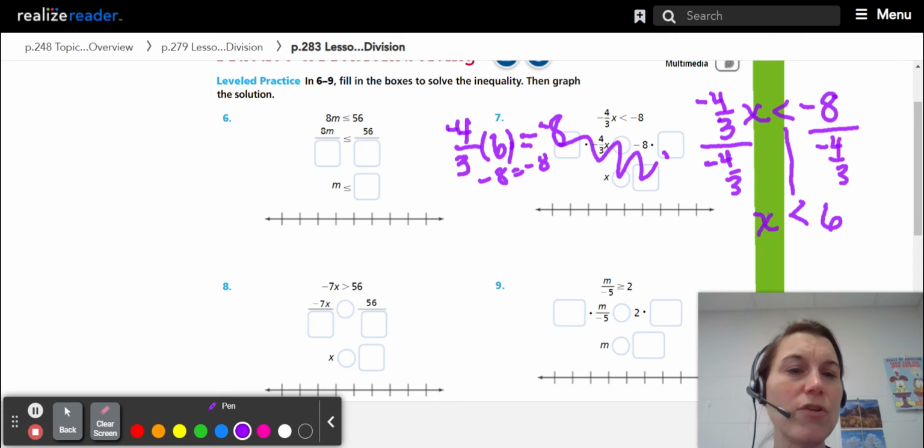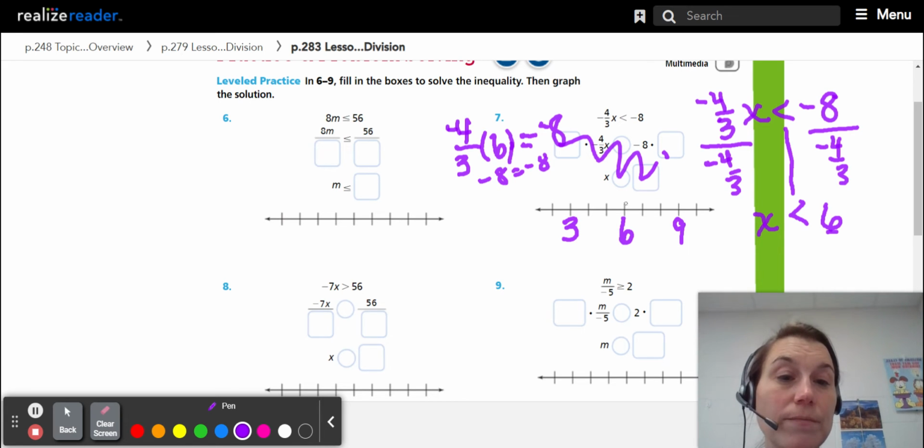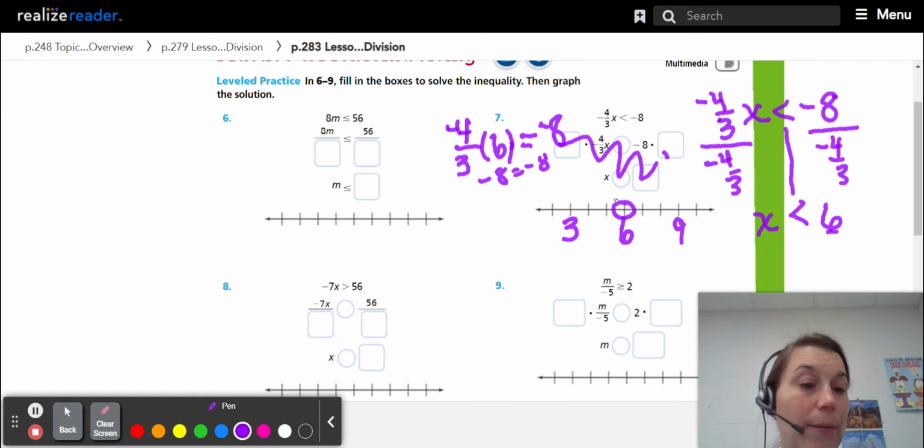So there's no number on this number line. So what I'm going to do is use the 6 here, the solution. I'm going to put it at the center. And then something greater than 6 goes on the right, like 7, 8, 9. Here's 9. And 3 would be over here. And have it all set up. And then I'm going to put an open circle.